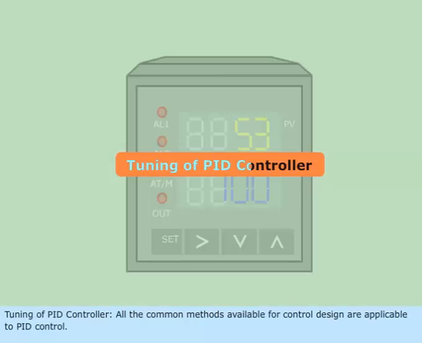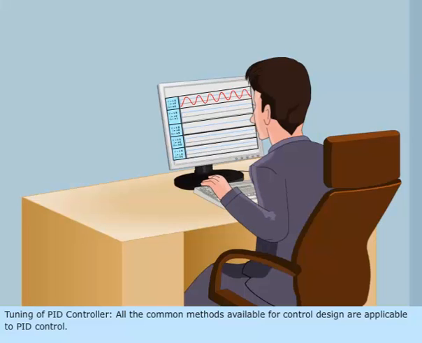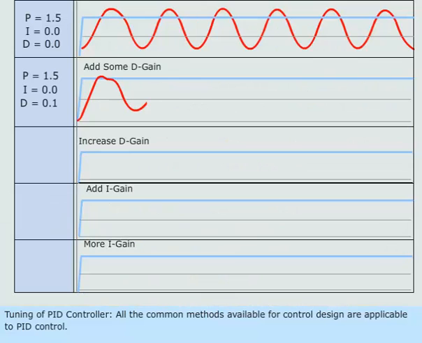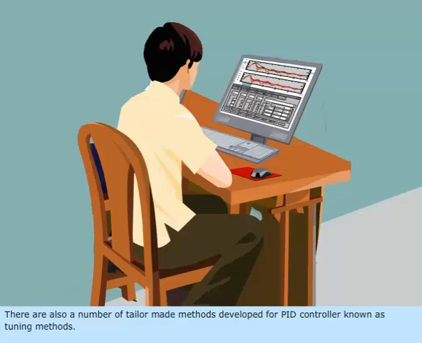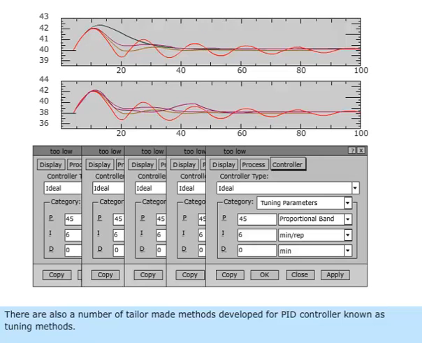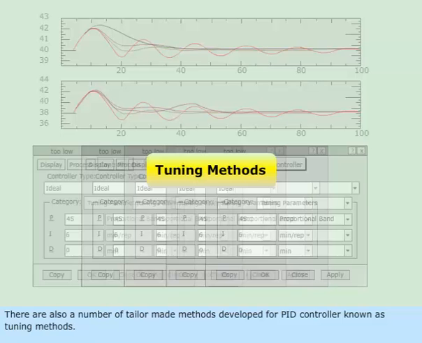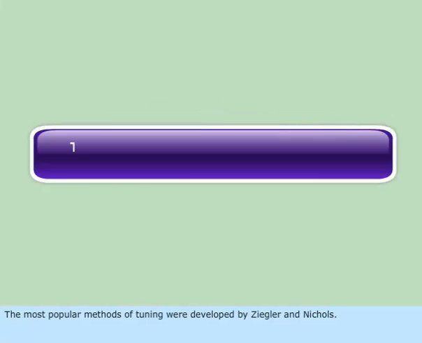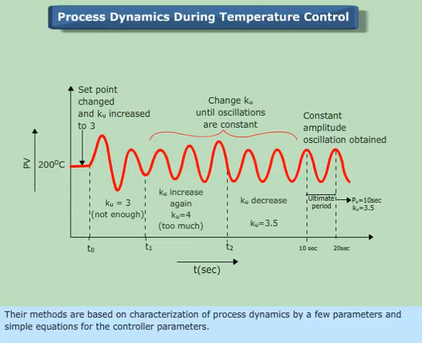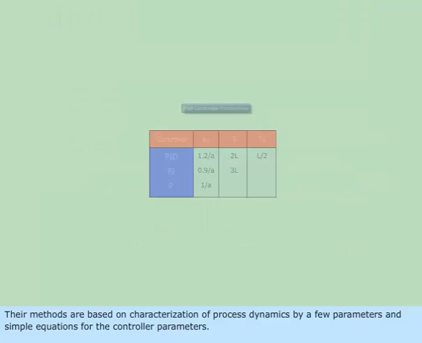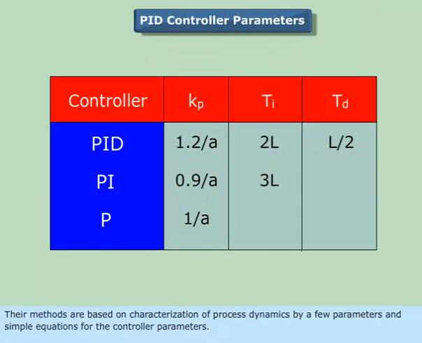Tuning of PID controller. All the common methods available for control design are applicable to PID control. There are also a number of tailor-made methods developed for PID controller, known as tuning methods. The most popular methods of tuning were developed by Ziegler and Nichols. Their methods are based on characterization of process dynamics by a few parameters and simple equations for the controller parameters.